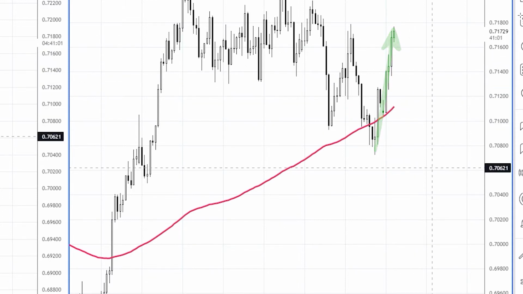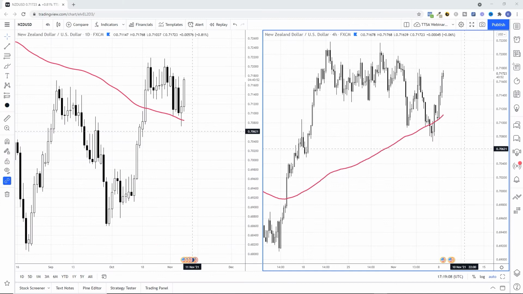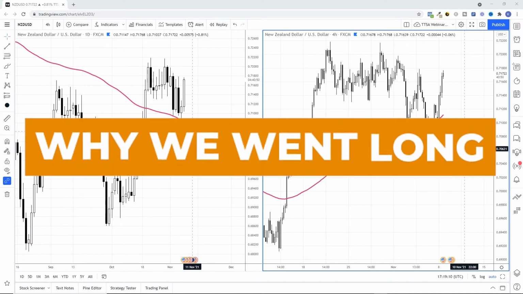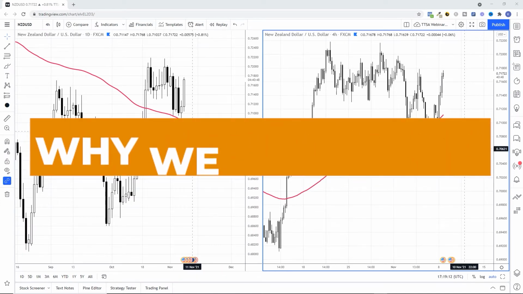I'm going to break down the trade and we're going to go through every aspect of the trade so you fully understand why we went long. So let's get straight into it.